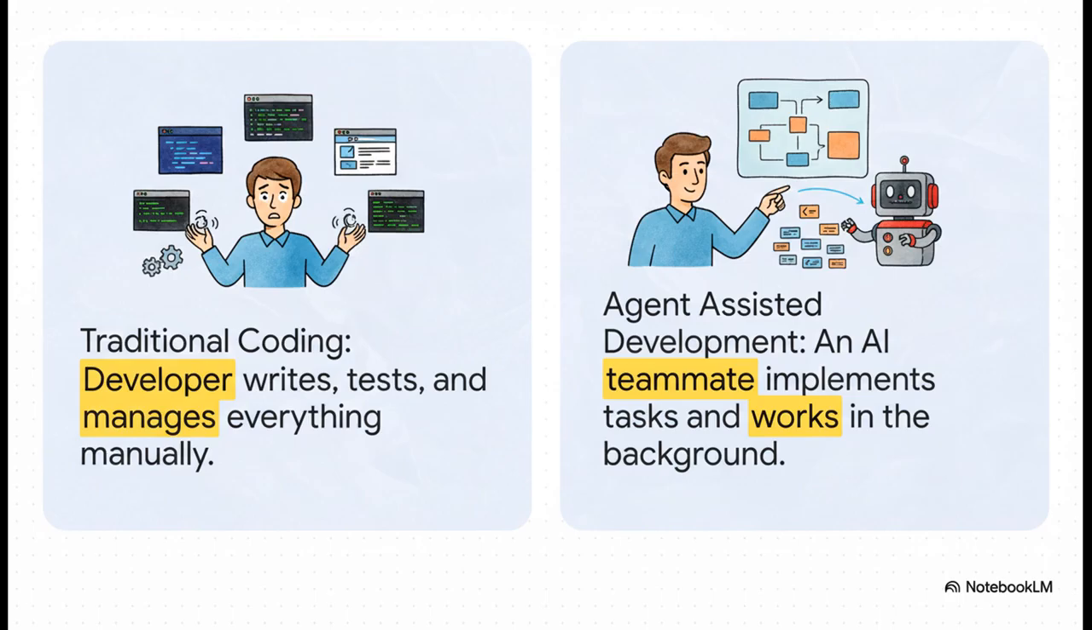The old way, the developer does literally everything by hand. But with this new agent-assisted way, it's more like a partnership. You give the AI a task, and it just gets to work in the background, handling the easy stuff on its own, and then tapping you on the shoulder when it needs your input on the trickier parts. It's like having a coding buddy who never gets tired.